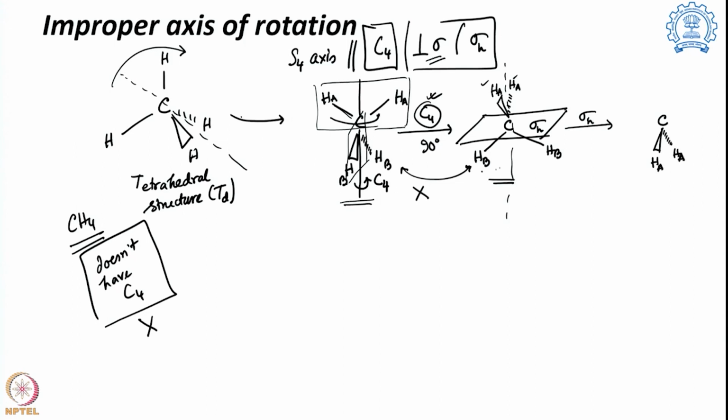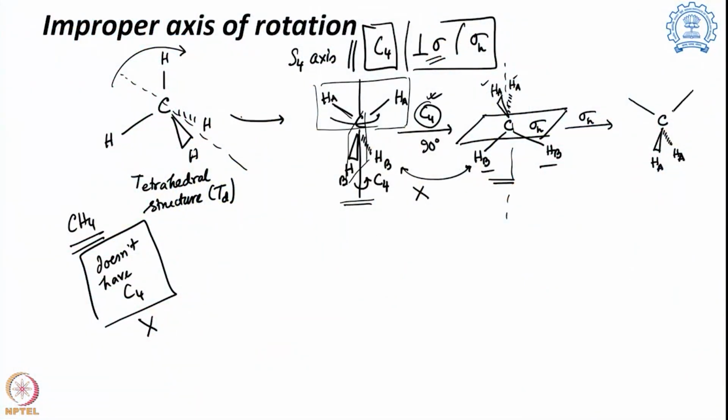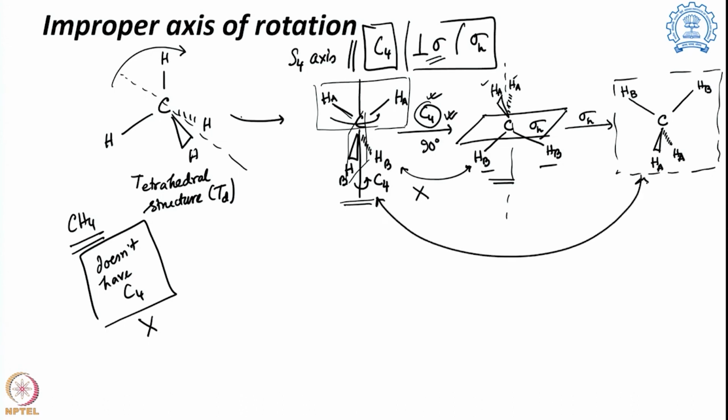What will happen to the HB's, which were lying below the carbon? With this plane of reflection they will go to the top portion. So, this is where I am going to get the HB's. This is the molecular structure I get if I do a C4 followed by a perpendicular sigma, or sigma h, after that. And this molecule and the original molecule, now you can see they are superimposable.